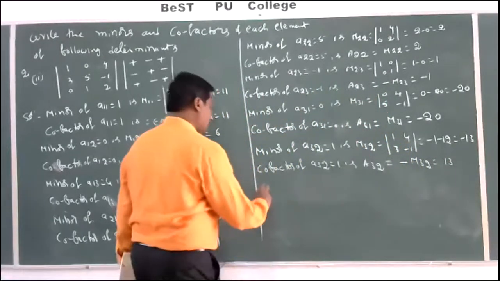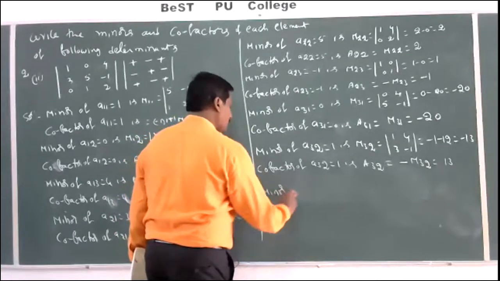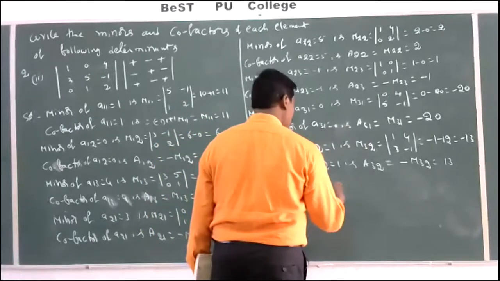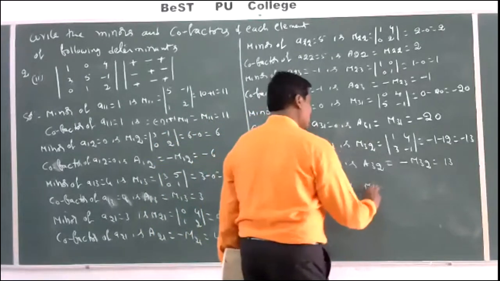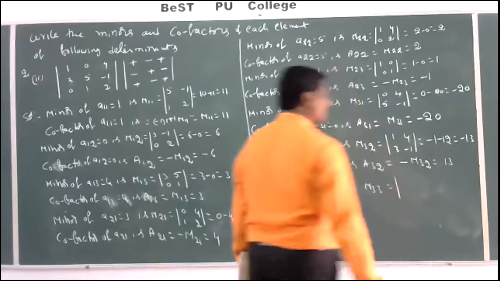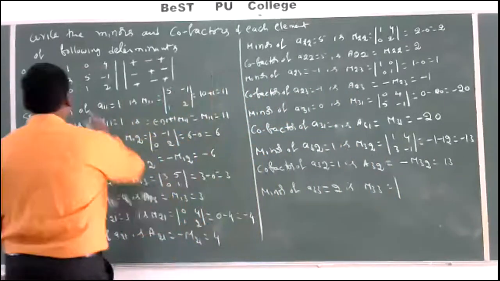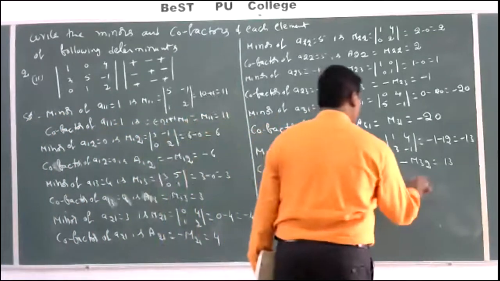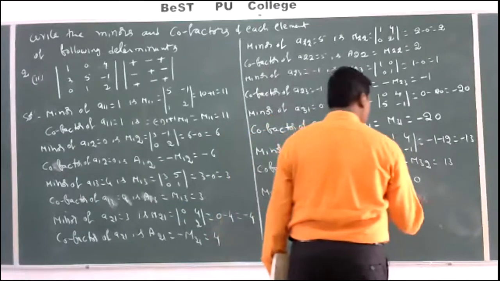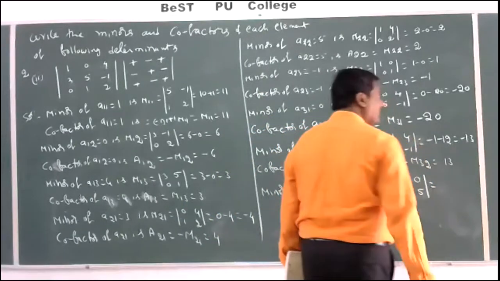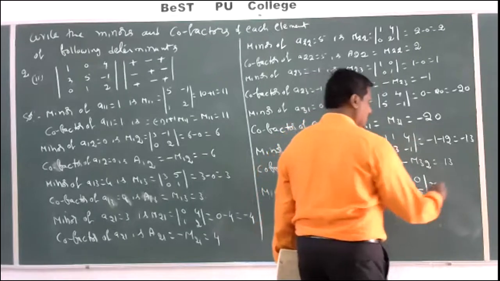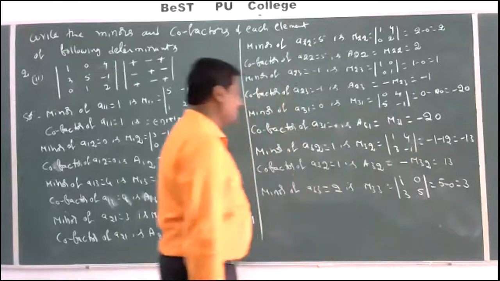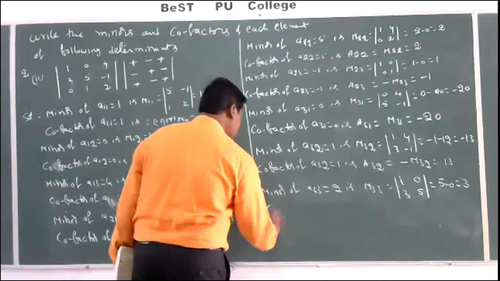Next, minor of A33 is M33. Left third row and third column, write down the determinant of remaining elements 1, 0, 3, 5. It is 5 into 1, 5 minus 0, that is equal to 5. Then cofactor of A33.